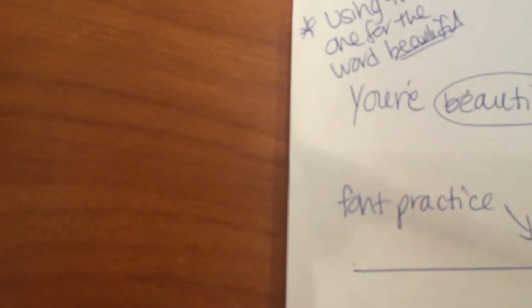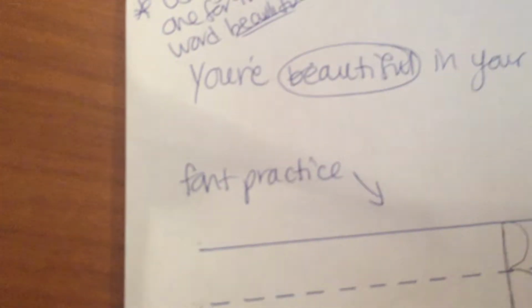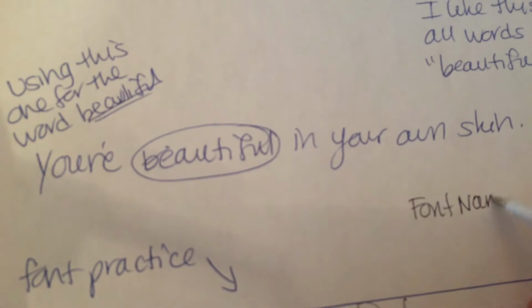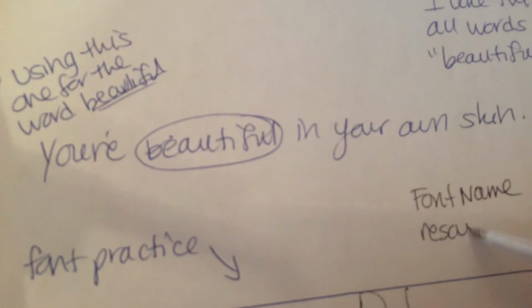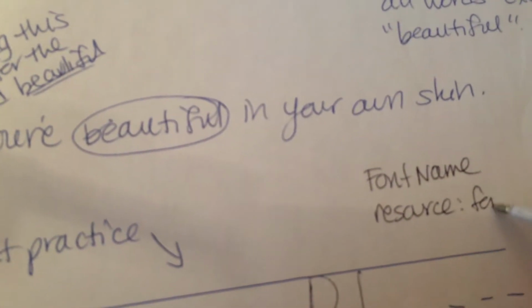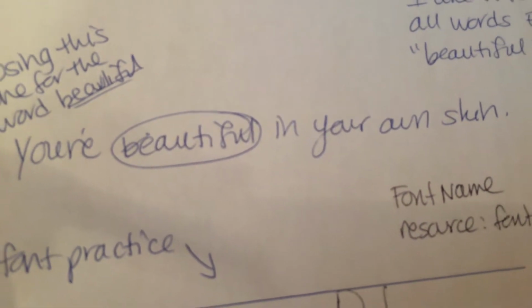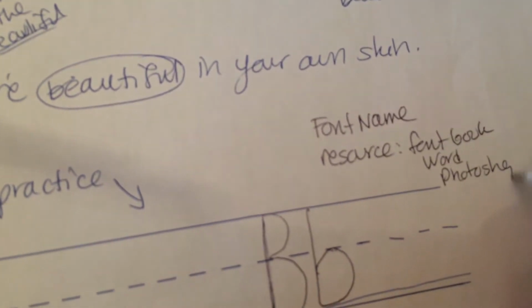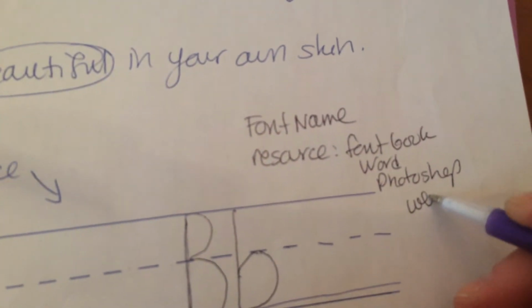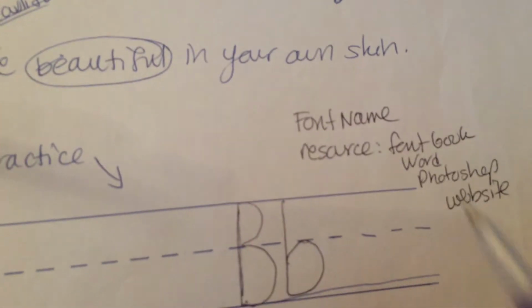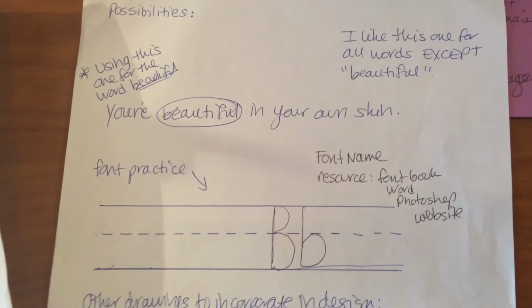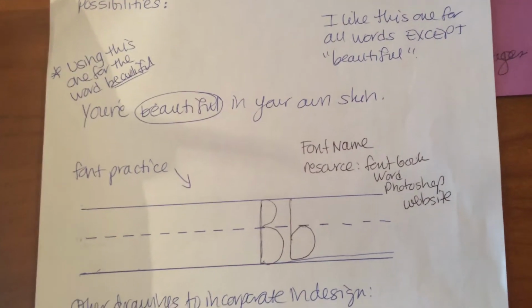Okay? When you figure out what font it is, put the font name. Make sure you include the font name and where you got it. That would be the resource. So the resource could be the font book. The resource could be Word. It could be Photoshop. It could be another website. Whatever it is, write it there. Always include as much information as possible. Partially so we can show them that you're really trying different things, and partially so if you ever need to find it, you can go back and find it easily.